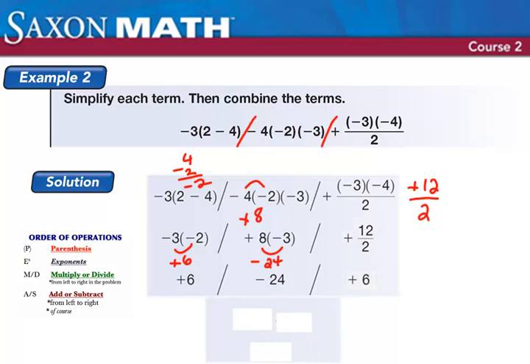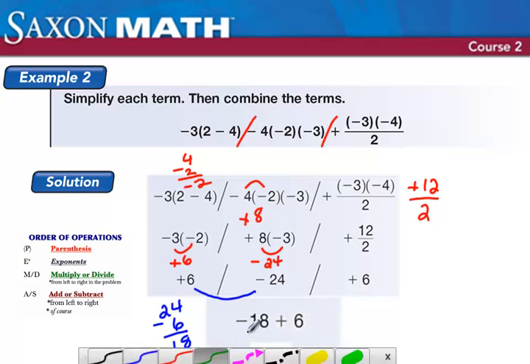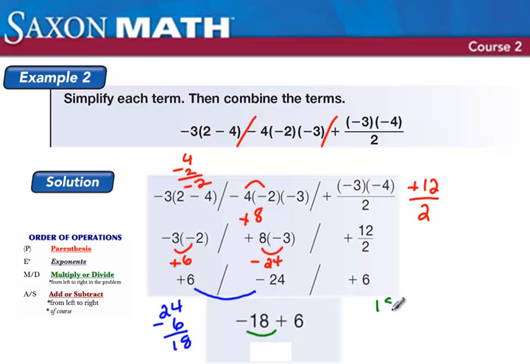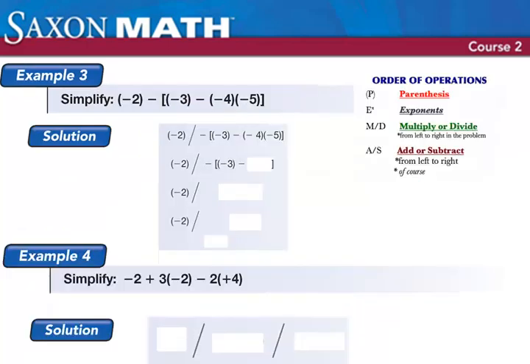Next, we must simplify. We have positive 6 and a negative 24. Since the signs are different, we will subtract and take the sign of the bigger number. 24 minus 6 is 18. The absolute value of negative 24 is greater. So we'll have a negative 18 plus a positive 6. We see that the signs are different, so that means we subtract and take the sign of the bigger number. 18 minus 6 is 12. And negative, because the absolute value of negative 18 is greater, so our final answer is negative 12.